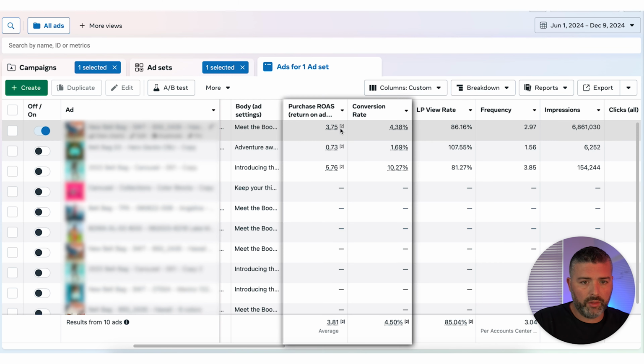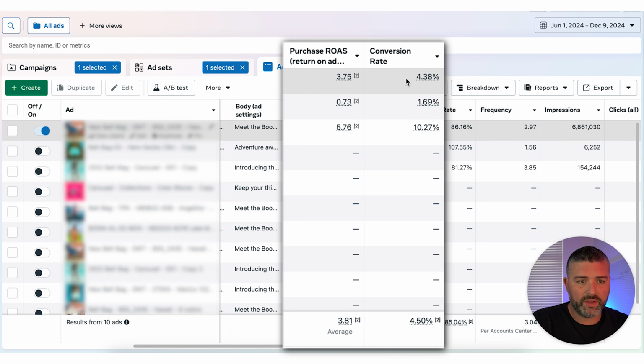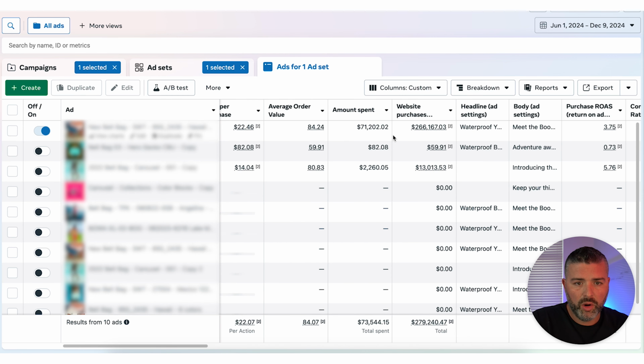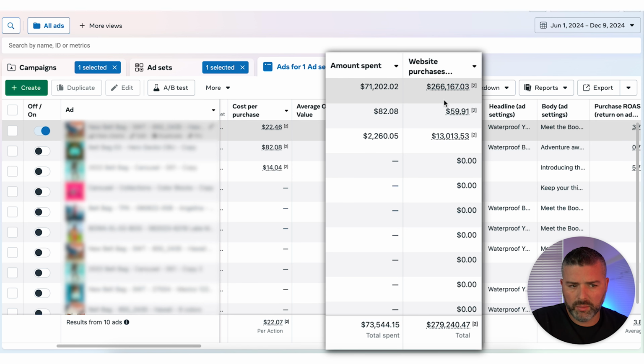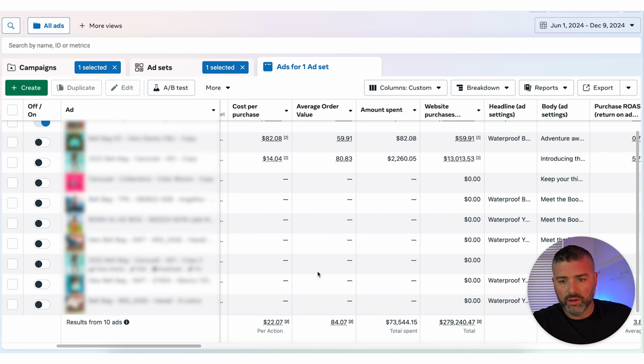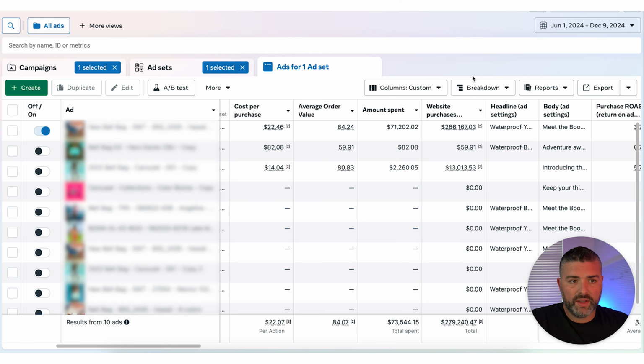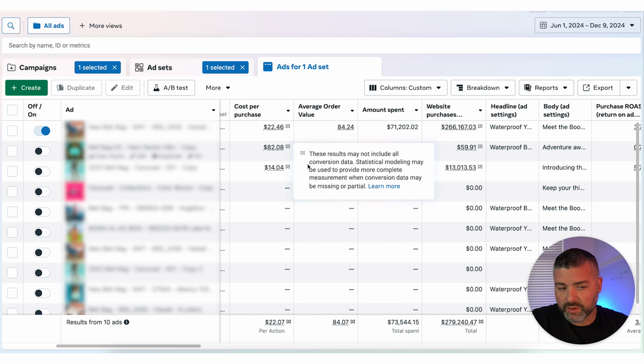So within this, again, 3.75x, conversion rate 4.38. We're talking about $71,000 spent with $250,000, a little bit more than that, generated. So we've found 2 winning ads, and it looks like we've only tested 2 others in this time frame. So we're running into Meta not seeing enough going into this ad account in order to scale even further.